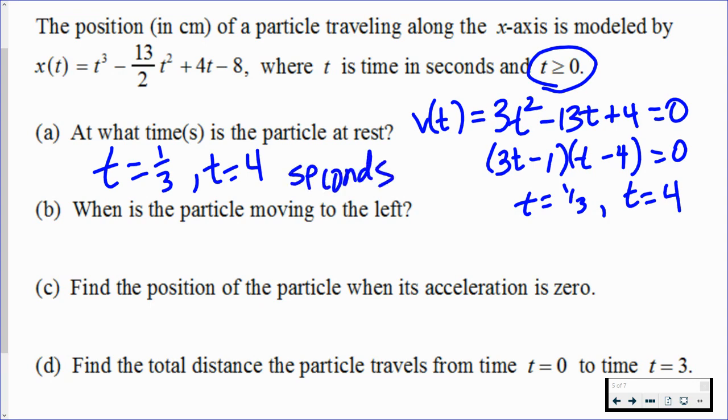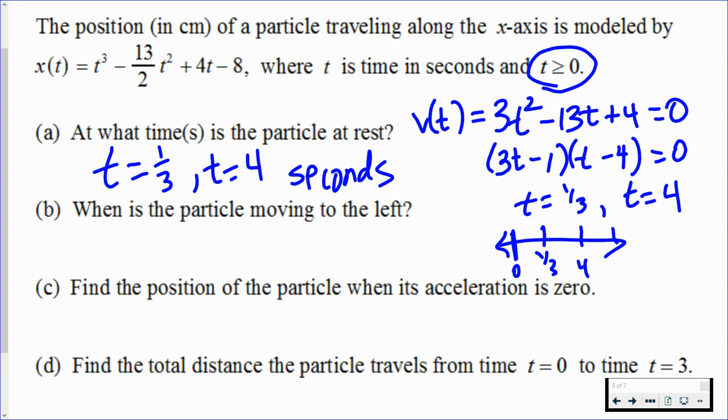Part B, when is the particle moving to the left? Okay, this is the same thing as we would think of as decreasing in our applications of derivatives. So let's set up our number line. We already have our values, 1/3 and 4. And remember, just as a little reminder, we're starting at 0, right? So we can't go beyond that. So let's think about plugging in something between 0 and 1/3. We could plug in 1/6.